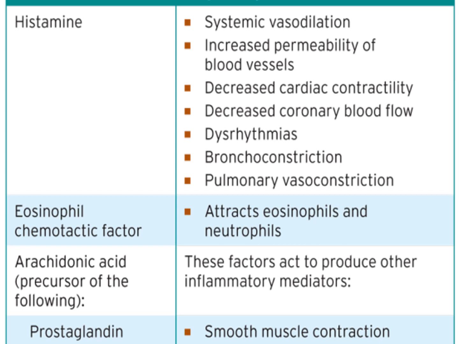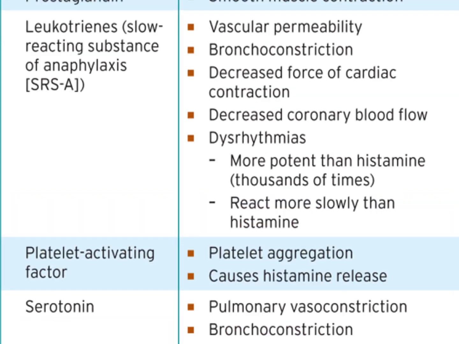Arachidonic acid, these factors, though, that's the next ones that we're going to be talking about. So you don't need to memorize that word. You're never going to see that word again. But prostaglandins, you might. All right, so prostaglandins are smooth muscle contraction guys. You have your leukotrienes. This one's more important. Here again, we're going to see a lot of the same things: vascular permeability, bronchoconstriction, decreased cardiac contraction, decreased coronary blood flow, and dysrhythmias. All right.